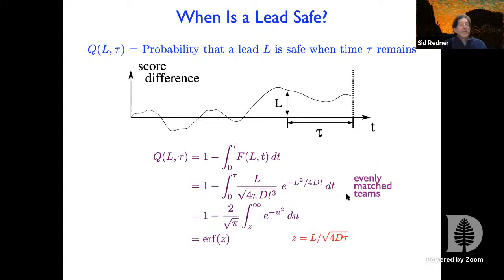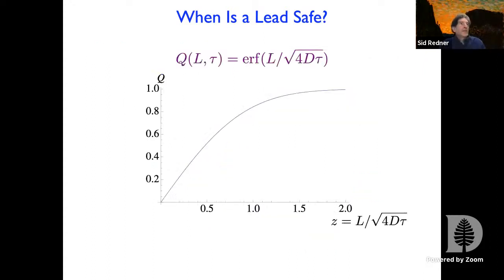In the case of evenly matched teams, and I'm going to come to the unevenly matched teams momentarily, after you do all of the simple algebra, you get the error function as a function of z, where z is the natural scaled measure of the length of the lead. It's the lead size divided by the square root of the time left in the game. And here's what it looks like: the probability that a lead of scaled size z is safe. So the bigger the lead, the higher the probability that the lead is safe.